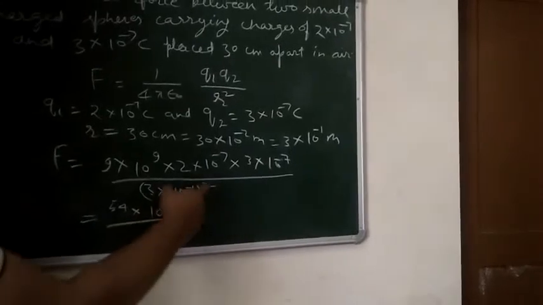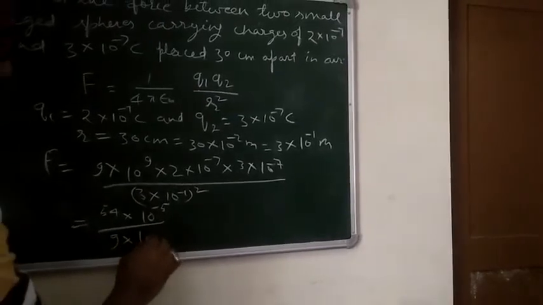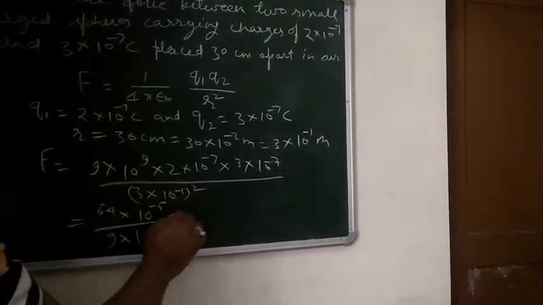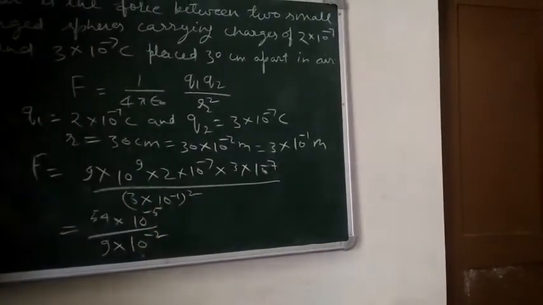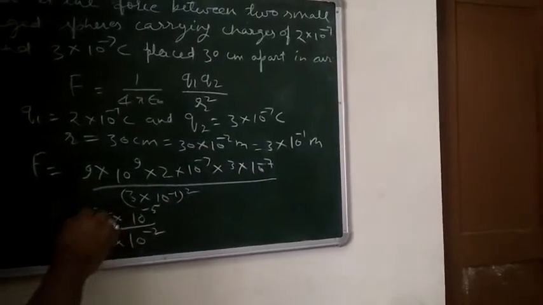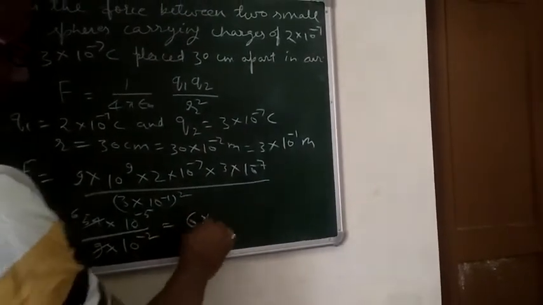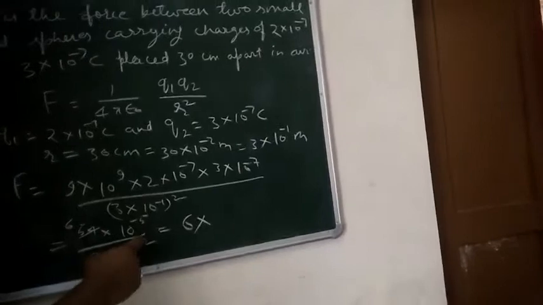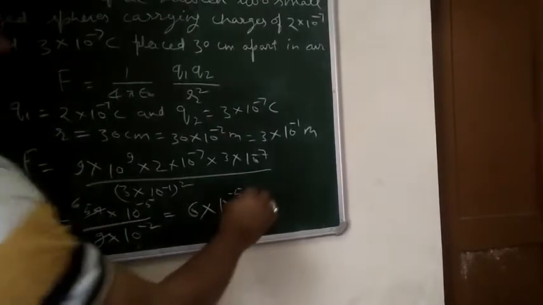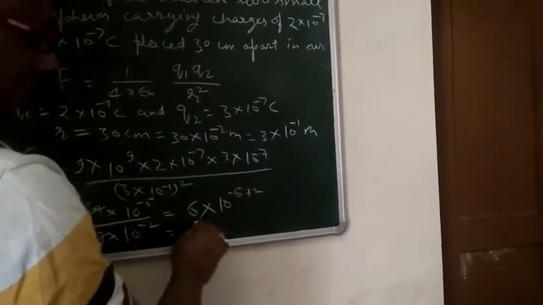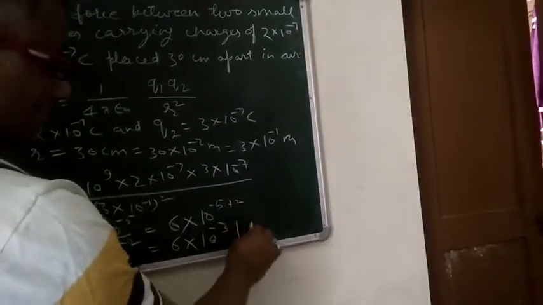This is a square, so square of 3 is 9, and the power is multiplied here, minus 1 multiplied by 2, minus 2. 54 by 9 is 6, and this will be 10 to the power minus 5 and 10 to the power minus 2, so 10 to the power minus 5 goes up, and it becomes plus 2, and this becomes 6 into 10 to the power minus 3. The force is in Newton.